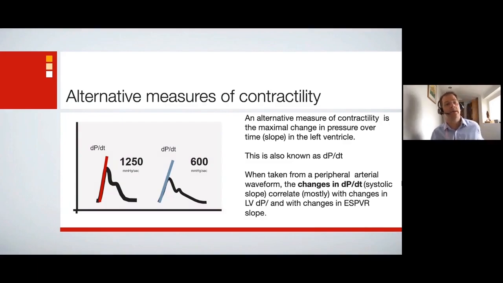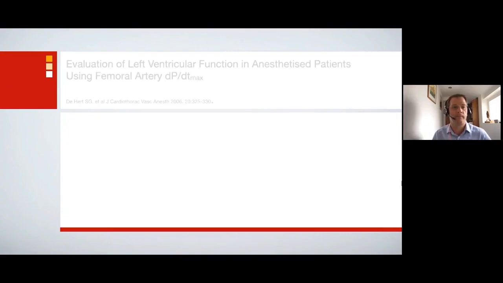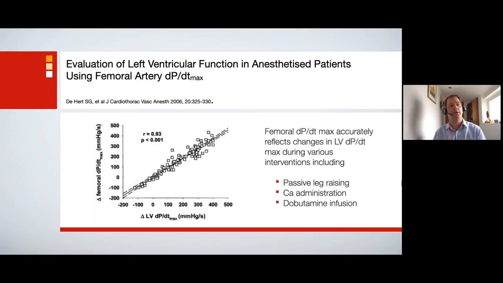And we're all used to seeing this in our patients. We have a patient with a good, strong, healthy heart. They have a nice big upstroke generating a high pressure, so dP/dt is high. Whereas patients with a failing heart, they have a sluggish rise on the arterial line. They don't generate quite as high a pressure, and therefore dP/dt is less. And so the utility of this parameter is in trending. It trends, and it trends well towards the measurements of true left ventricular contractility, highlighted by this paper by De Hert from a number of years ago.